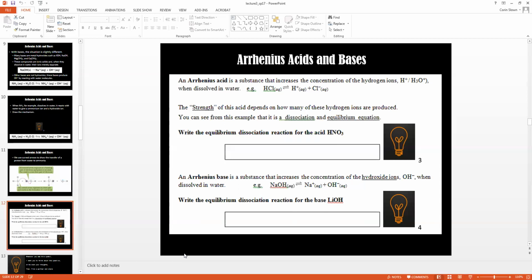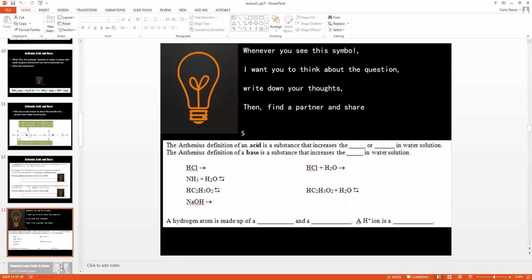Likewise, an Arrhenius base is a substance that increases the concentration of hydroxide ions, OH minus, when it dissolves in water. Go ahead and write the equilibrium dissociation reaction for the base lithium hydroxide.